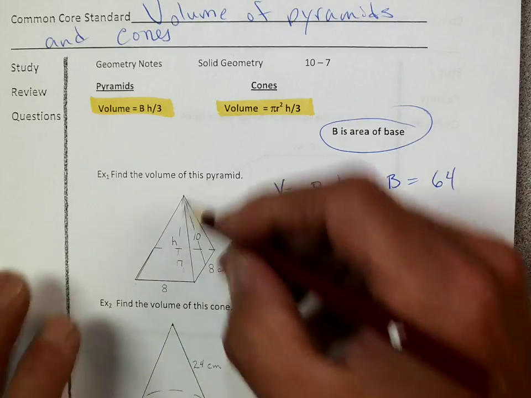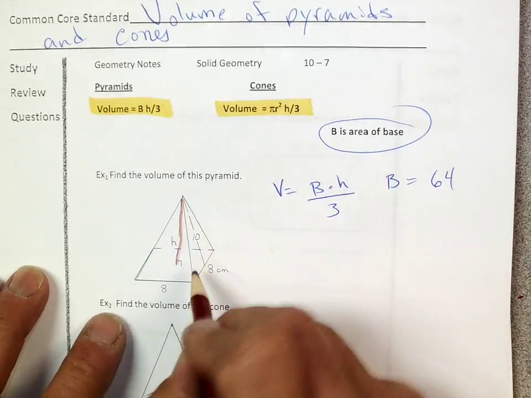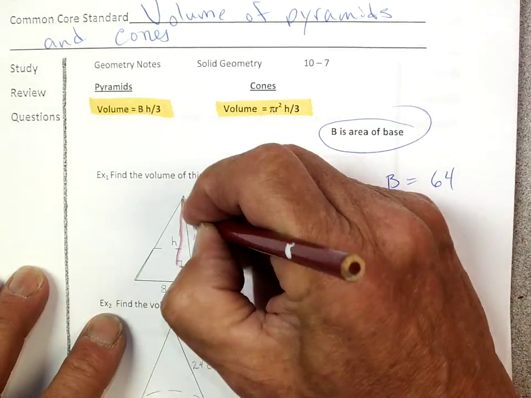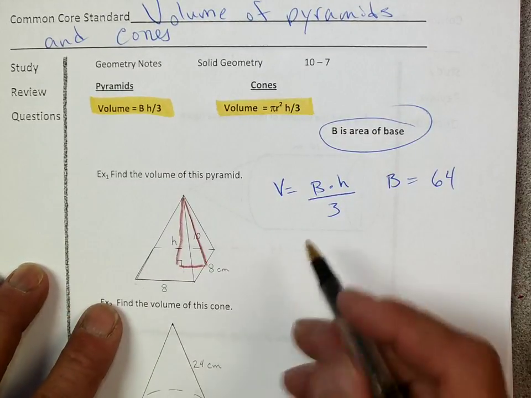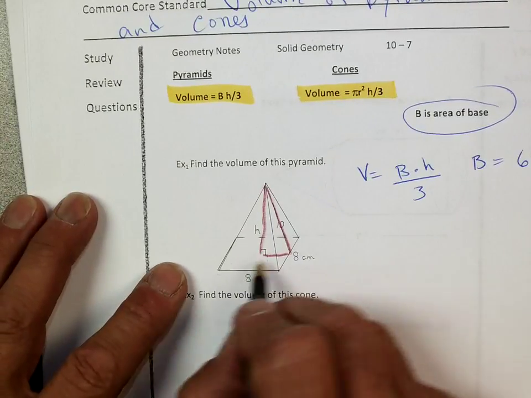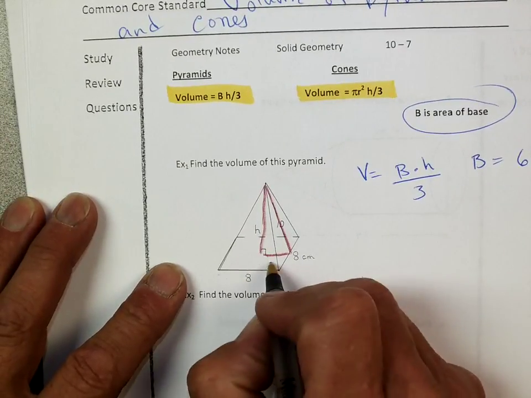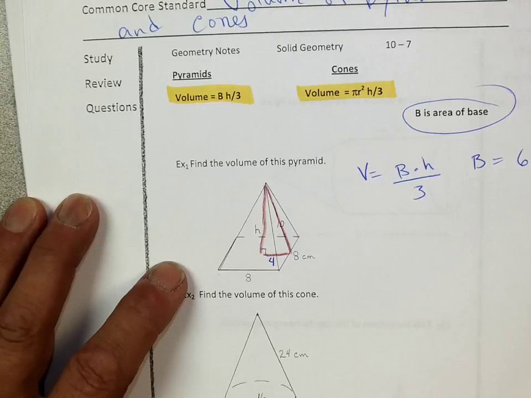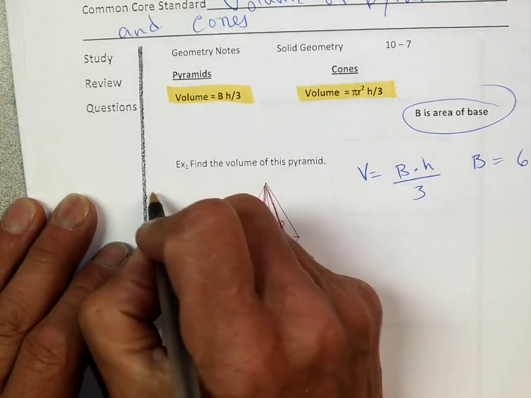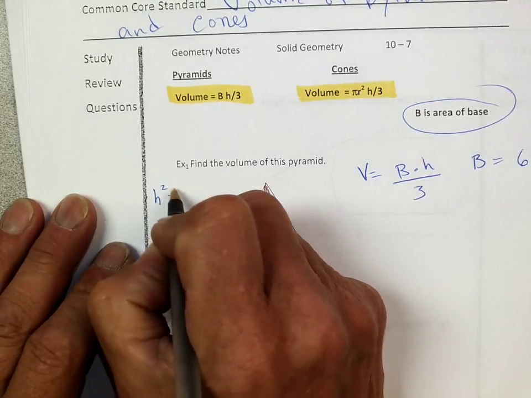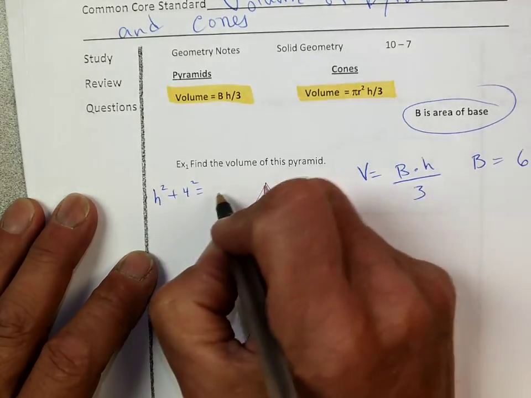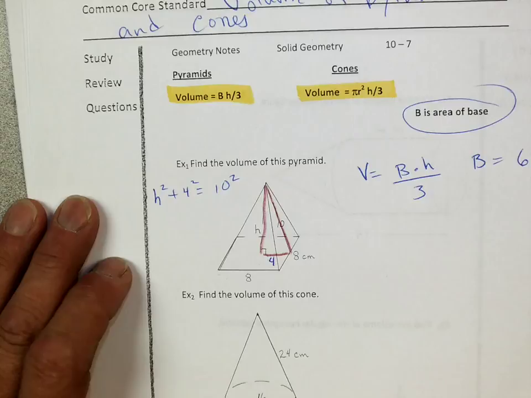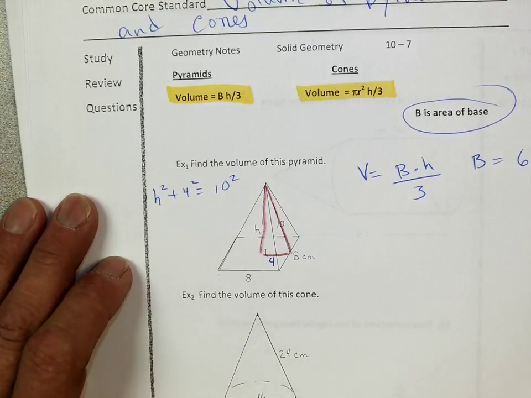We can just use the Pythagorean Theorem. See that little triangle in there? If this is 8 all the way across, that's 4 right there. So I'm just going to use the Pythagorean Theorem: h squared plus 4 squared equals 10 squared. How am I doing? Morelia, am I good?